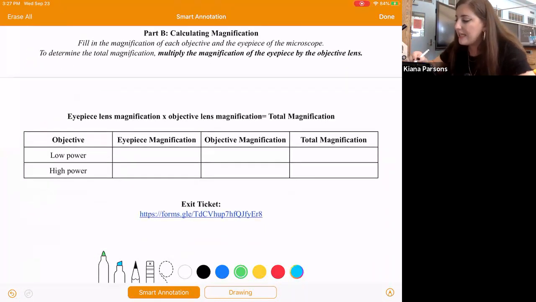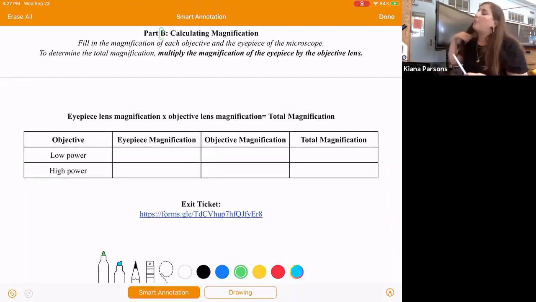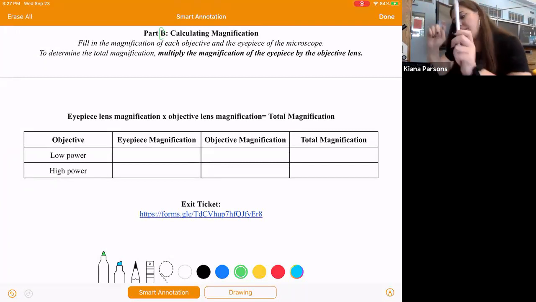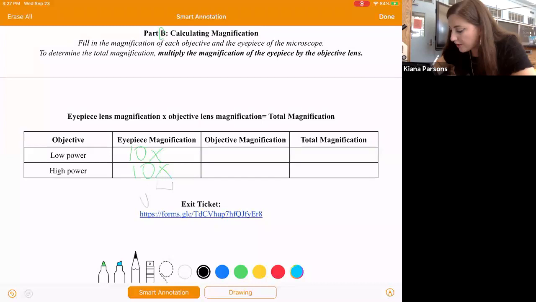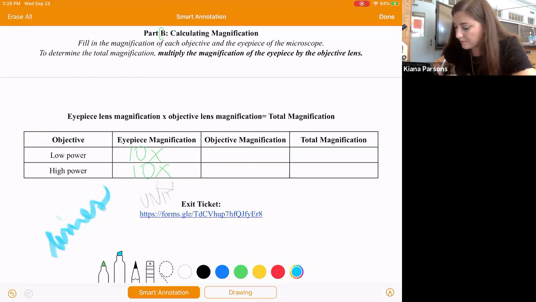And now we have part C, calculating magnification. So when we're looking through a microscope, we have the eyepiece, which always has 10 times magnification, 10x. And this x here is very important because that is our unit. So the way you say that out loud is times. But it is very important that you always include the x.